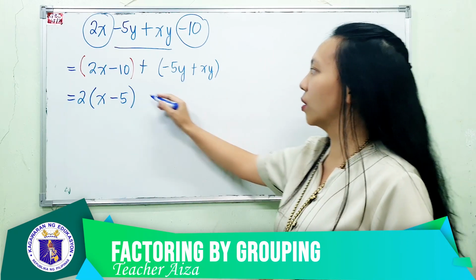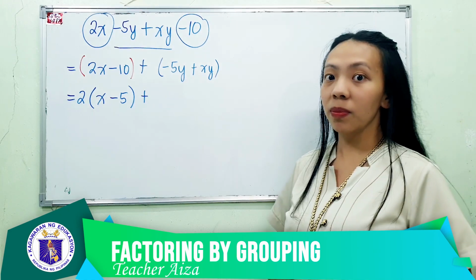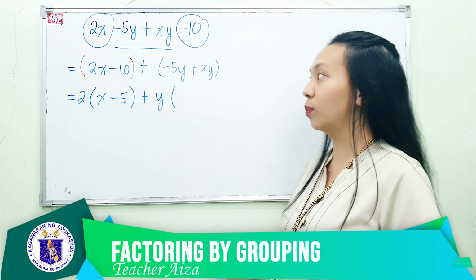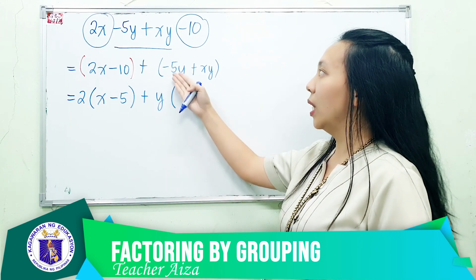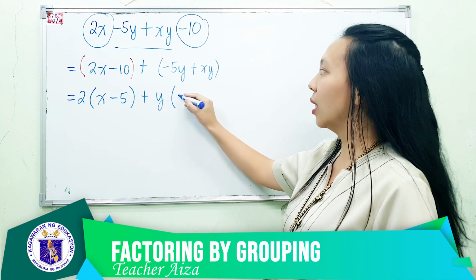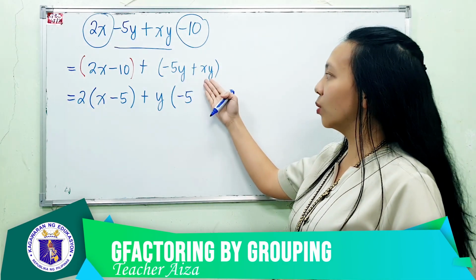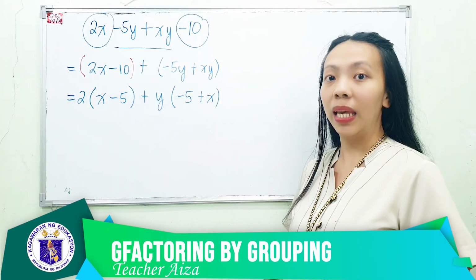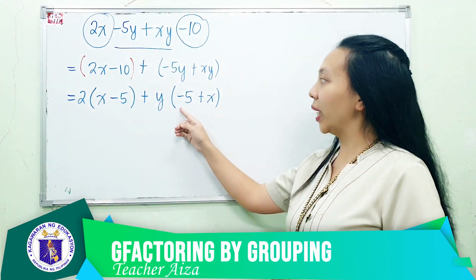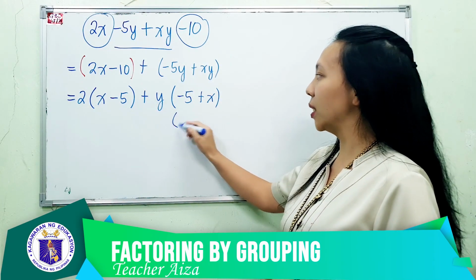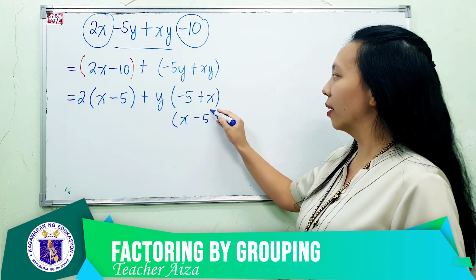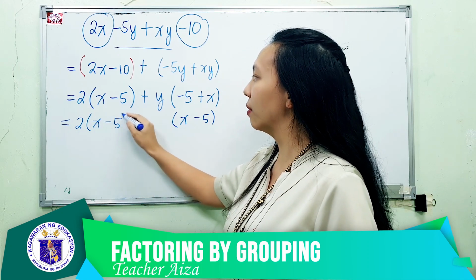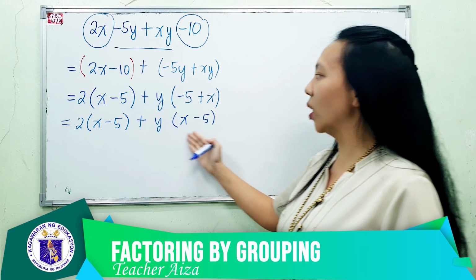What about the other factor here? The common factor to them is y. The other factor is obtained by dividing each of the terms by the common monomial factor y. Negative 5y divided by y is negative 5. Xy divided by y is x. Now, since addition is commutative, we can actually rewrite this as the quantity x minus 5. And so, we shall be having 2 times the quantity x minus 5 plus y times the quantity x minus 5.